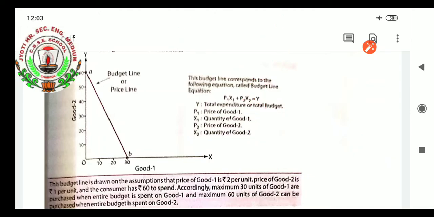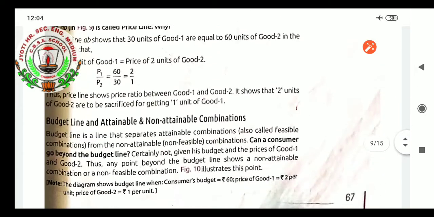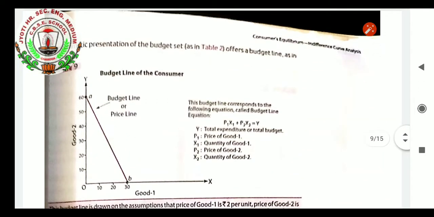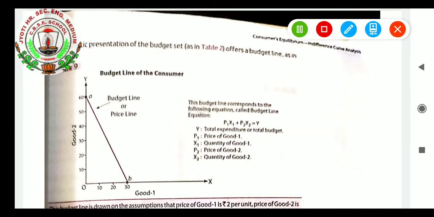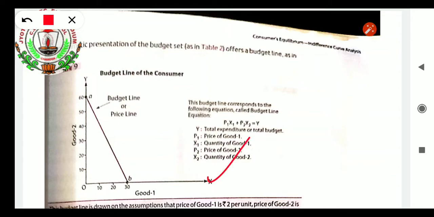No, it will not be drawn. I think you are getting the points I was telling there. For example, if the x-axis and y-axis have been drawn with 0, I told you how the scale will be drawn: goods 1 and goods 2. Now, how will the budget line be set? 60 was the expense of the person. Remember, 60 was the income of the person for expenses.